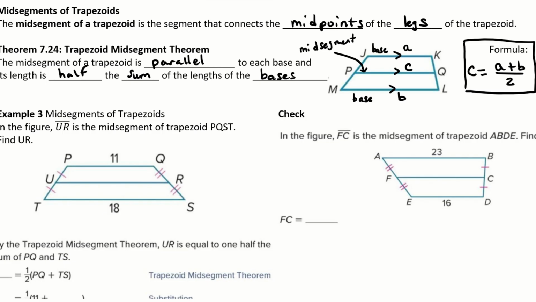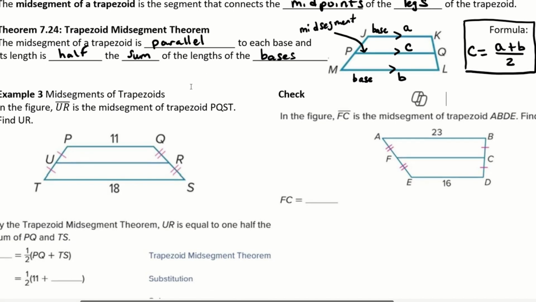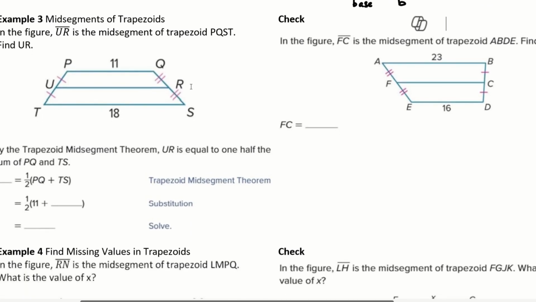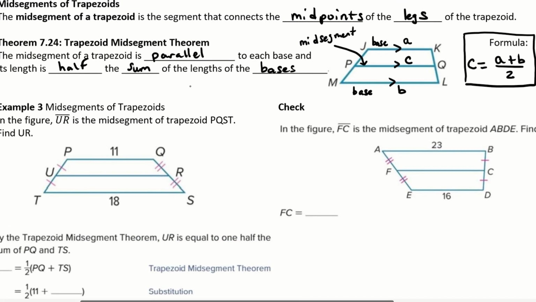Okay, now that we've described that, let's apply it. Example 3 says, in the figure, UR is the mid-segment. By the way, one more thing is that the mid-segment connects the midpoints of the legs. These are legs: KL is a leg, and JM is a leg. And this right here is a midpoint, and by the midpoint theorem, these have to be congruent, and then this has to be congruent. Let me get rid of this arrow and put it over here for the sake of space.